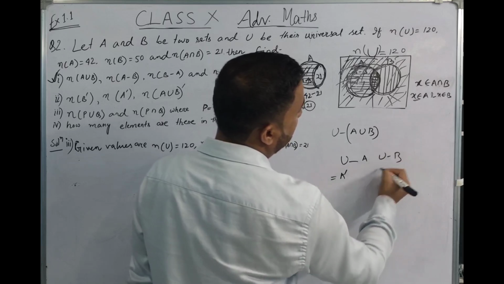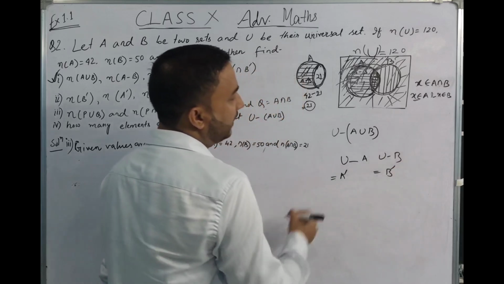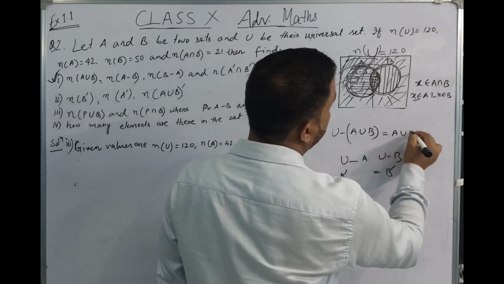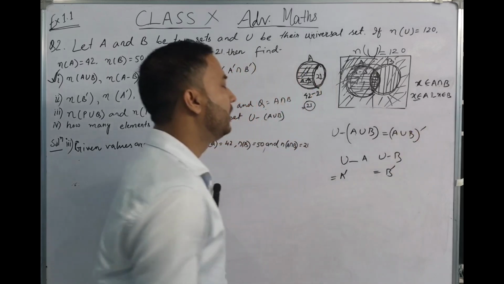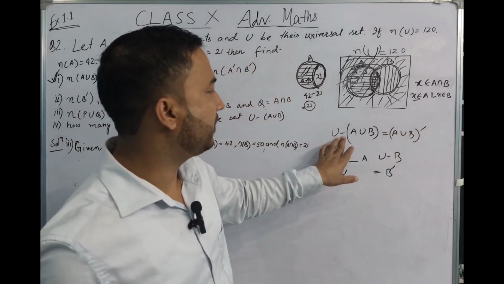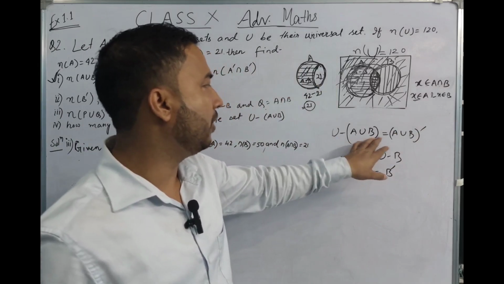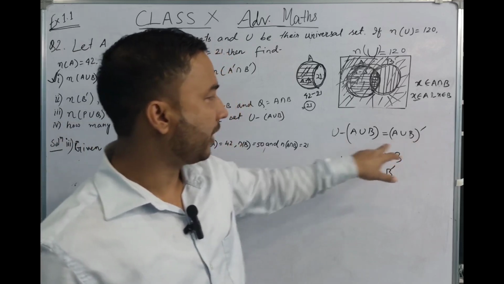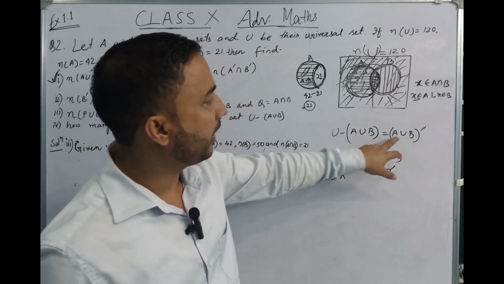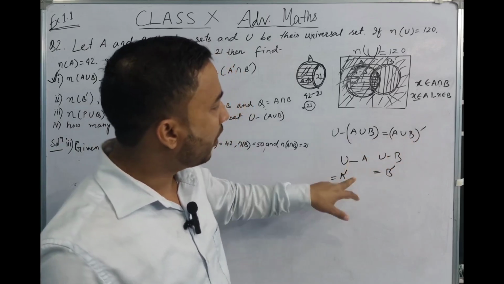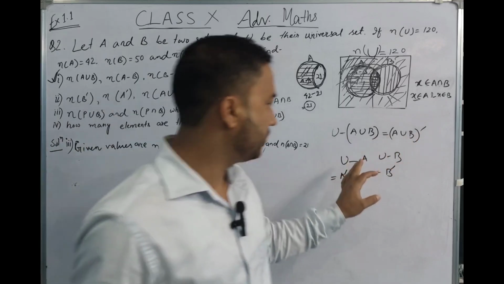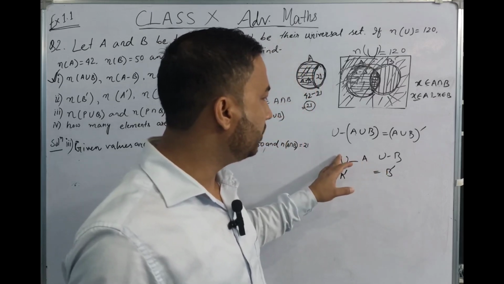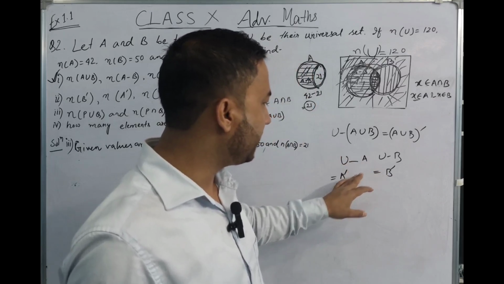If it is U minus B, then it will be equal to what? B complement. Now, since it is U minus A union B, it is nothing but equal to what? A union B complement. So U difference A union B is equal to A union B complement. Okay, this thing you have to remember. Whenever you take the difference of a set from the set U, it is nothing but the complement of that set.